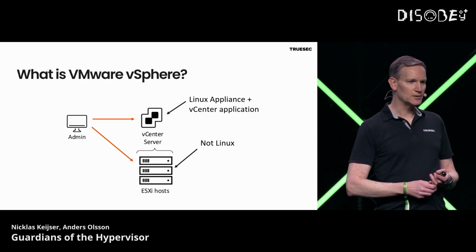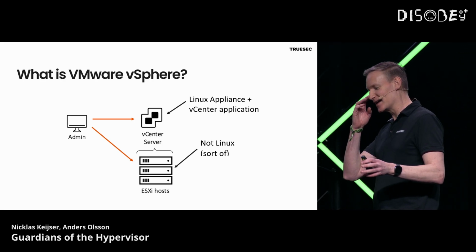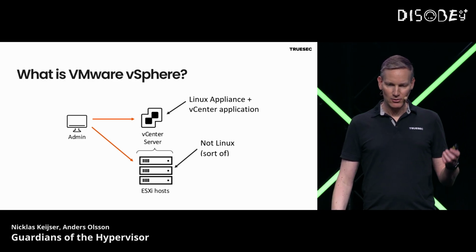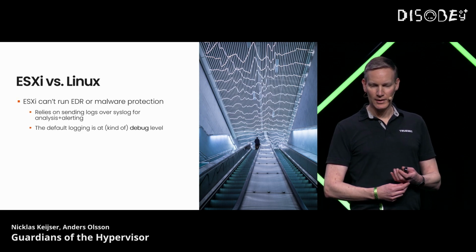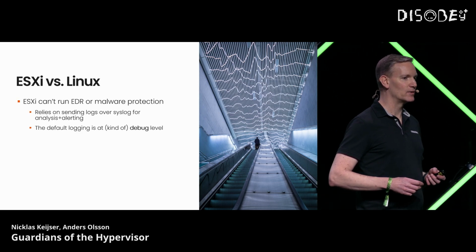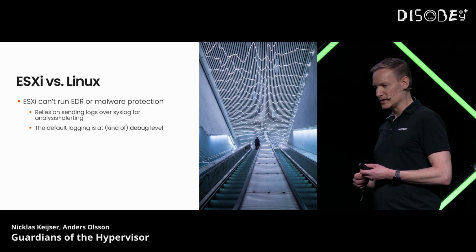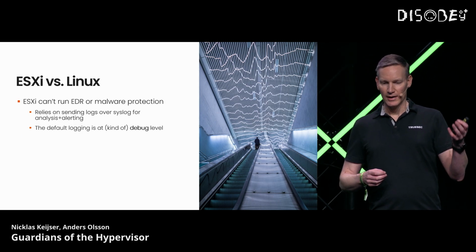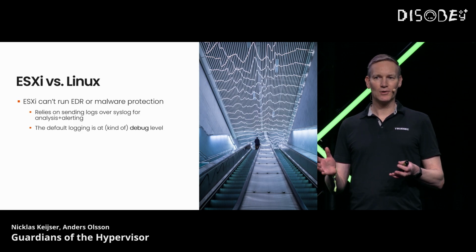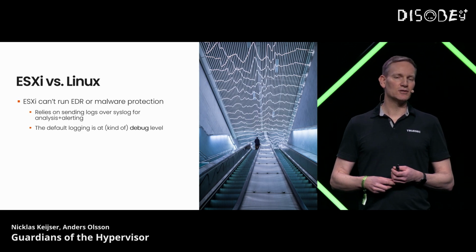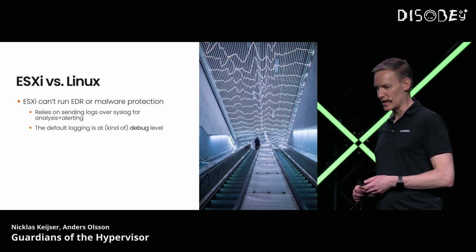ESXi is not Linux. No protests, all right? It's kind of Linux. I'm not going to get into that debate right now. What we need to know about ESXi is that it is not exactly Linux. So, for example, like with vCenter server, you can't run your own EDR or malware protection or anything. So if you want to monitor this, you have to send out logs over syslog. And the default logging level is kind of debug. So if you've tried to do logging from vSphere, you've noticed that there's a lot of logs, and they're not very useful, all of them. You have to kind of find the needles in the haystack.